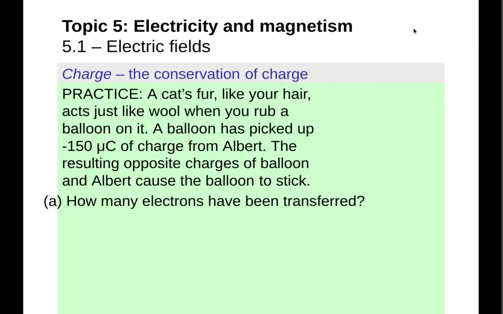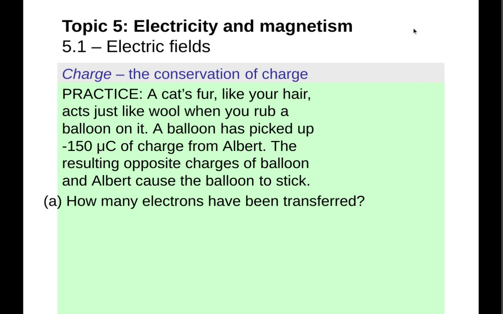Now see, a cat's fur like your hair acts just like a wool. When you rub a balloon on it, a balloon has picked up -150 microcoulomb of charge from Albert. Albert is the name of the cat. When you rub the balloon with the fur of Albert, the cat, the balloon picked 150 microcoulomb charge, that is negative, meaning electron. So electron will go to the balloon. So overall 150 microcoulomb charge on the balloon.